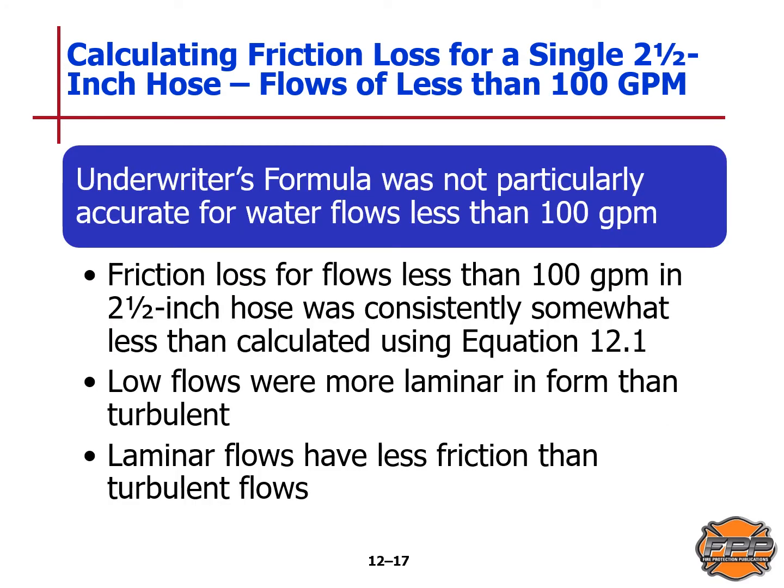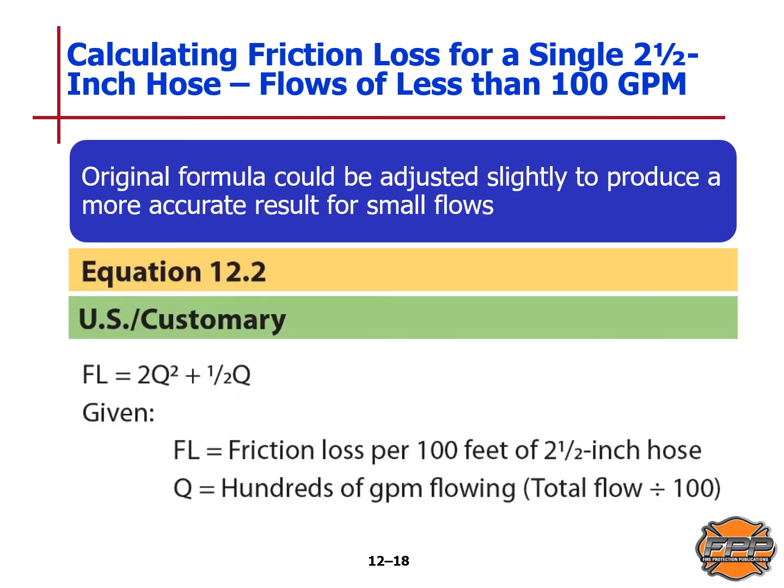The underwriter's formula was not particularly accurate for water flows less than 100 gallons per minute. Friction loss for flows less than 100 gallons per minute in 2.5 inch hose was consistently somewhat less than calculated using equation 12.1. Low flows were more laminar in form than turbulent. Laminar flows have less friction than turbulent flows. When calculating friction loss for a single 2.5 inch hose of flows less than 100 gallons per minute, remember the original formula could be adjusted slightly to produce a more accurate result for small flows.